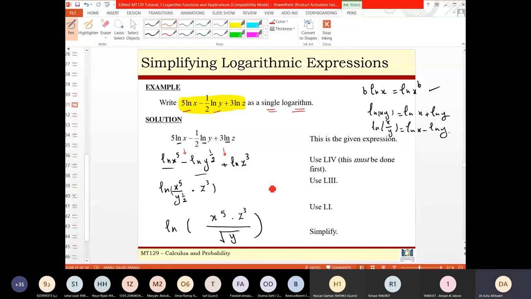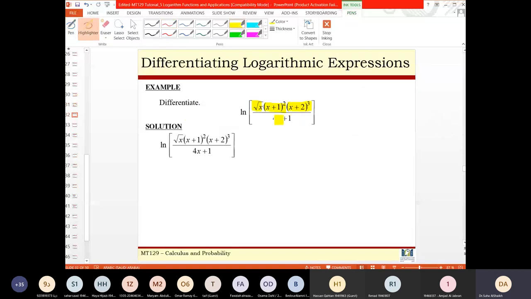Now, we are going to the differentiation. We have this example. They want me to differentiate ln of all of this amount. Notice the amount inside is a multiplication of root x, multiplied by (x plus 1) squared, multiplied by (x plus 2) to the power 3, divided by 4x plus 1. Do you see how many terms I have?